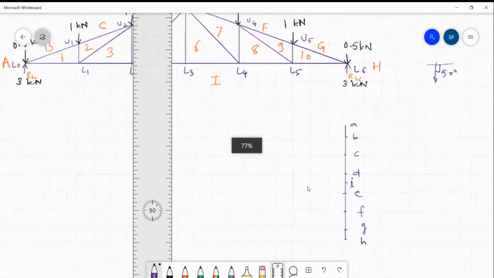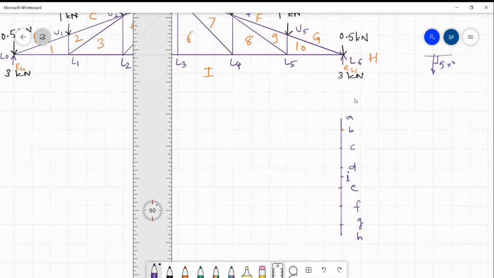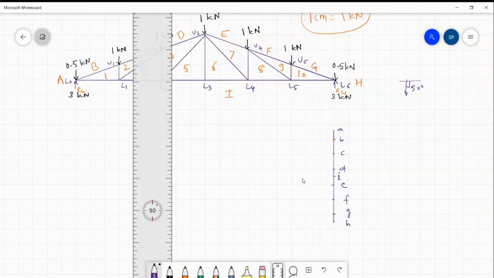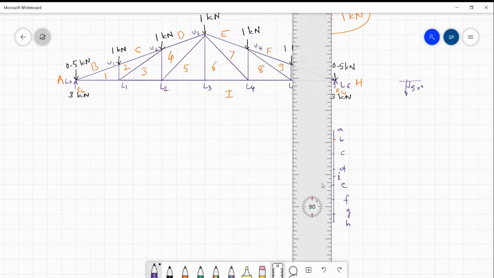So this is how you have to plot all external forces. I hope you are following me. So here we have finished plotting of known forces. Now from known forces, I have to find out unknown forces. Unknown forces means I have to find out L0 U1, L0 L1, then U1 L1, all the member forces we have to find out. Let's start with this L0 U1.